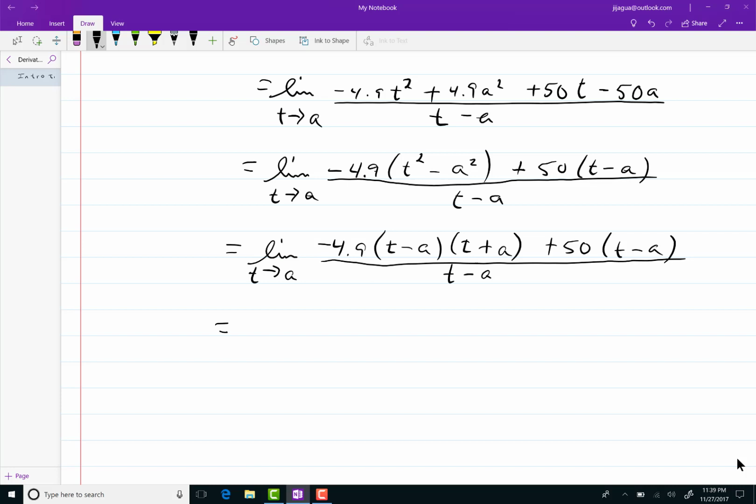Now, if you notice in the numerator, I have t minus a attached to both pieces, if you allow me to call it that. So I'm going to factor out a t minus a from the entire numerator.